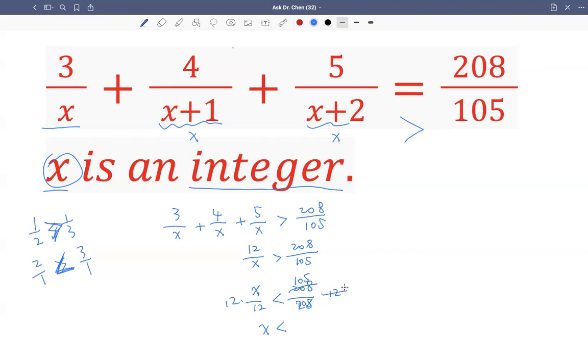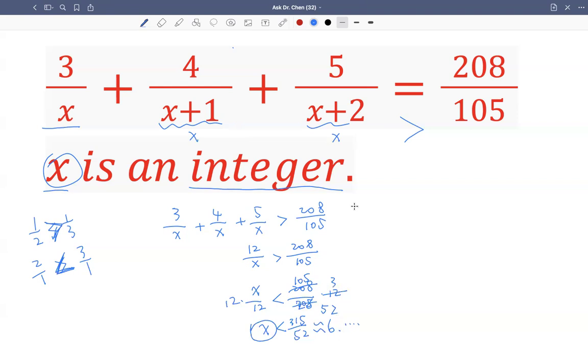208 and 12, I can simplify. They both have a common factor of 4. So 3 times 4, 12, then 208 divided by 4, I have 52, right? Then 105 times 3, that's 315 divided by 52. This number is approximately 5 times 6, that's 30, so this is about 6 point something. So my integer value of x has to be less than or equal to 6.